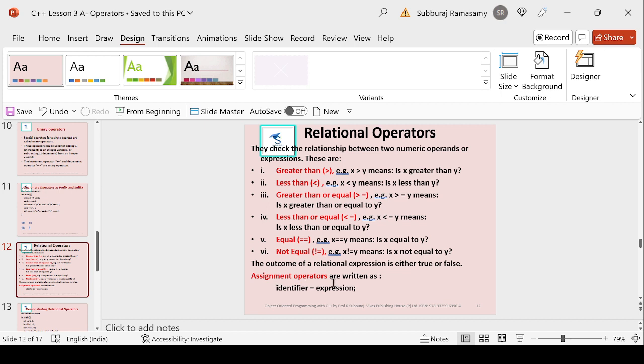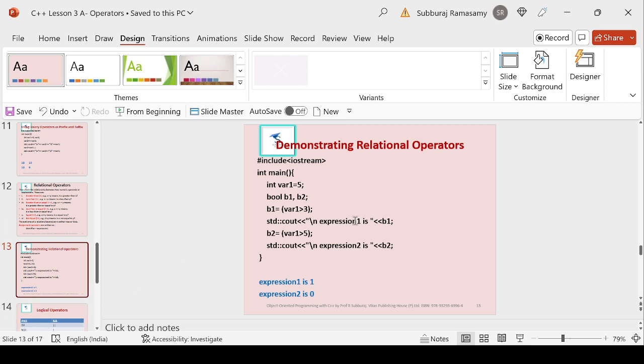So assignment operators are written as an identifiable expression. Suppose we want to say y is equal to 5, we write y equal to 5. That is the assignment operator. But y double equal to 5 means it is checking a relationship, whether y is equal to 5. See the difference? Double equal to means you check the equality. The single equal means assignment.